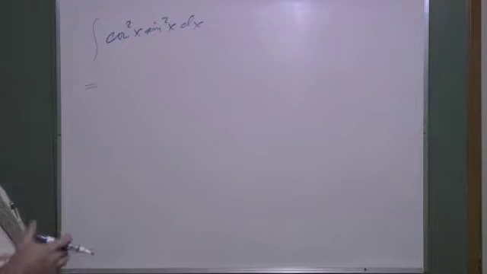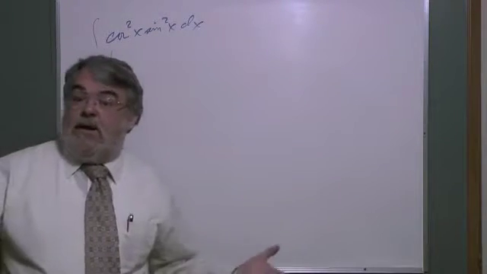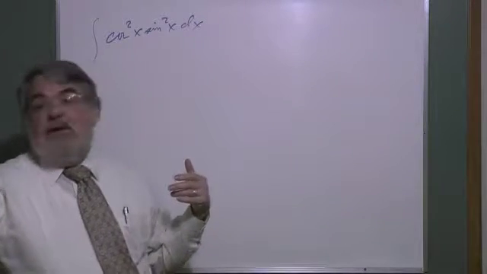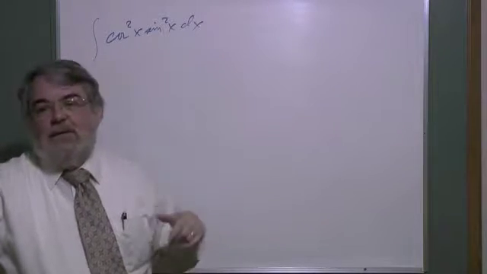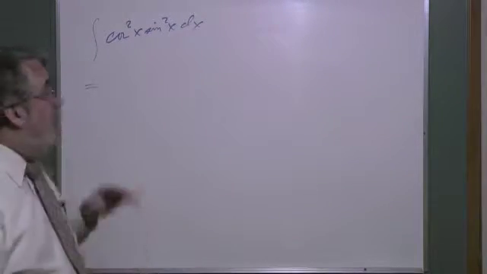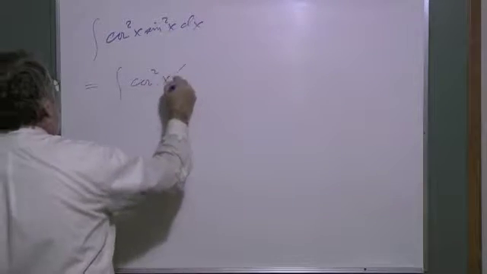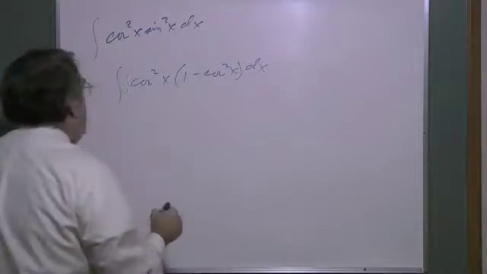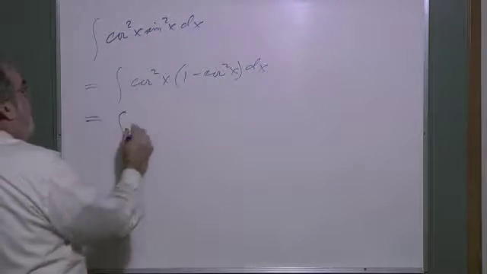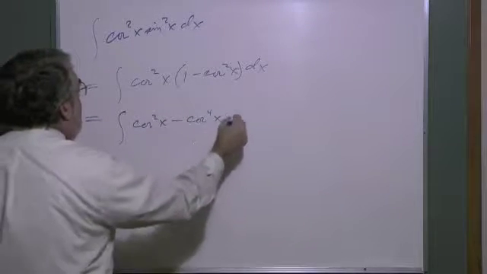Alright, well, I'm going to first of all decide which trigonometric function to use. Do I want to use cosine, or do I want to use sine? When you integrate cosine, you get a positive sine, whereas when you integrate sine, you get a negative cosine. So I think I'm going to stick with cosines here. That means I'm going to write cosine squared x, parentheses 1 minus cosine squared x, dx. Then we'll multiply that out. I'm integrating cosine squared x minus cosine to the fourth x, dx.